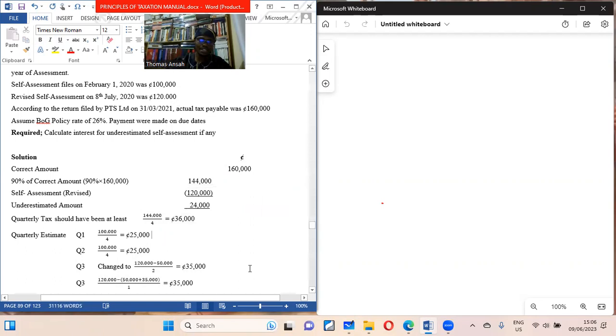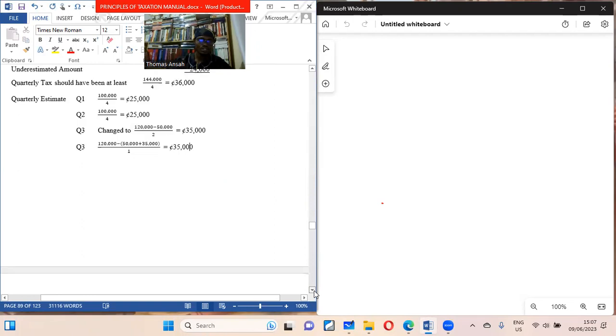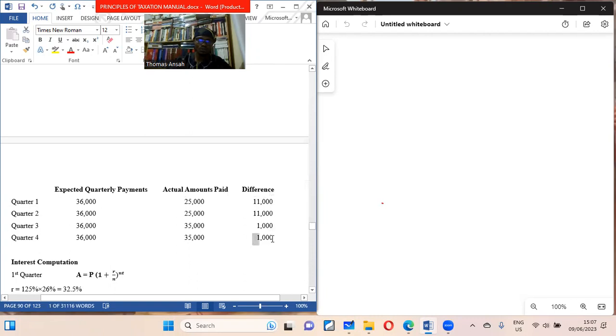So this one, for example, if you want the Q1, because the payments were made, we will deduct this one from this. All right. So Q2, the same. Q3 will be 1,000. Q4 will be 1,000. So let's see how the, yes, so this is it. And the payments were made. So this one becomes the basis, because the payments were made. All right. So please take note of that.